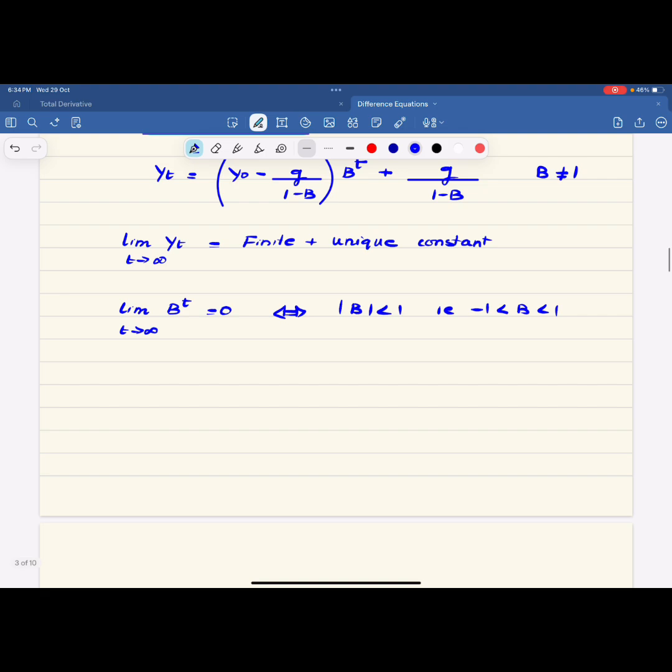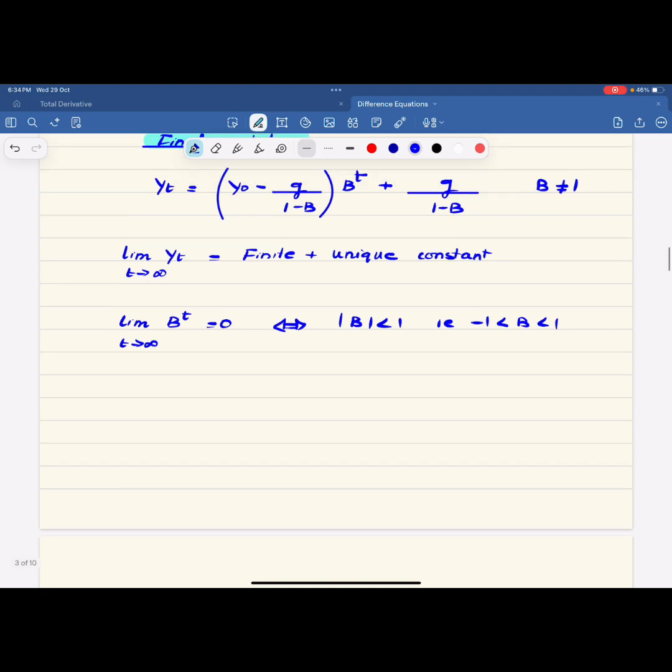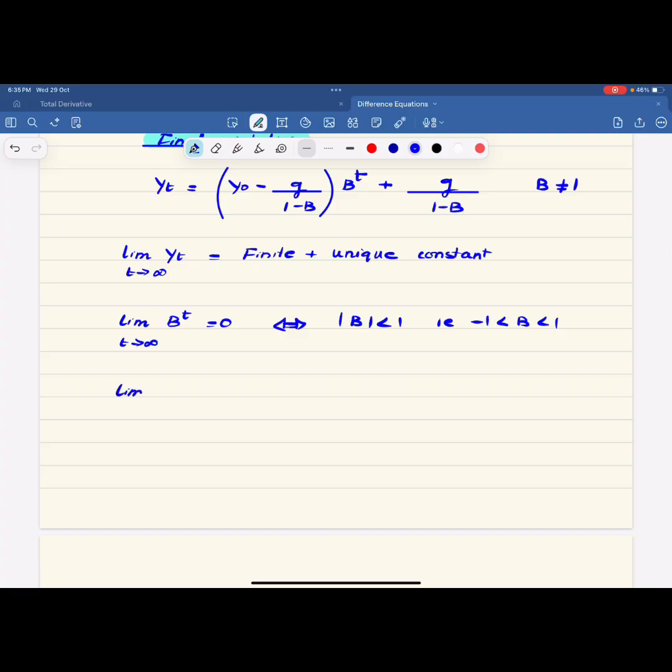So if β lies between 1 and -1, we're going to have a long run stable level of income, which is going to be (y_0 - g/(1 - β)) times 0, plus g/(1 - β). So our particular solution becomes the long run output.